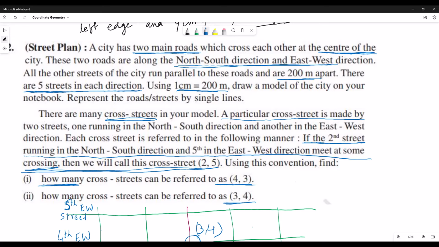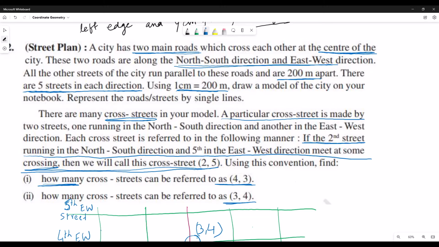There are many cross streets in your model. A particular cross street is made by 2 streets, one running in the north-south direction and another in the east-west direction. Each cross street is referred to in the following manner. If the second street running in the north-south direction and the fifth in the east-west direction meet at some crossing, then we will call this cross street 2, 5. Using this convention, find how many cross streets can be referred to as 4, 3 and how many can be referred to as 3, 4.